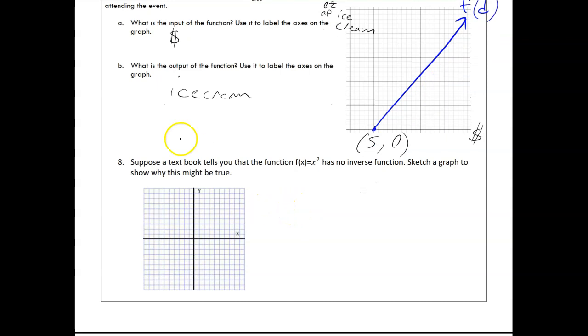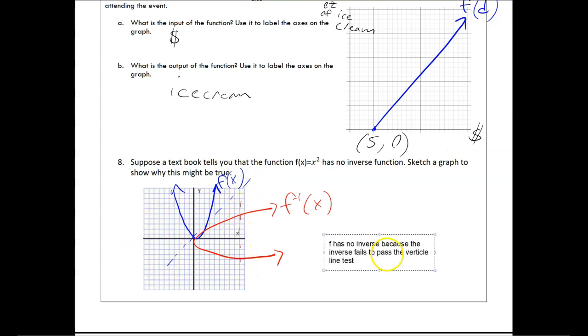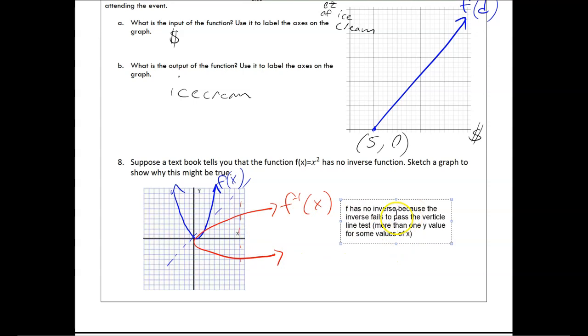So what we're asked to consider in number 8 is if we have f of x equals x squared, which we definitely know is a happy parabola. We can do better than that. Why does it have no inverse function? Let's imagine we drew that line. So here is f of x. Imagine we reflected it the same way over the line y equals x. It would look like this. This would be f inverse of x. But this is not a function, right? So the answer here is that the potential inverse is not a function, because it has more than one y value for a given value of x. It fails to pass the vertical line test.